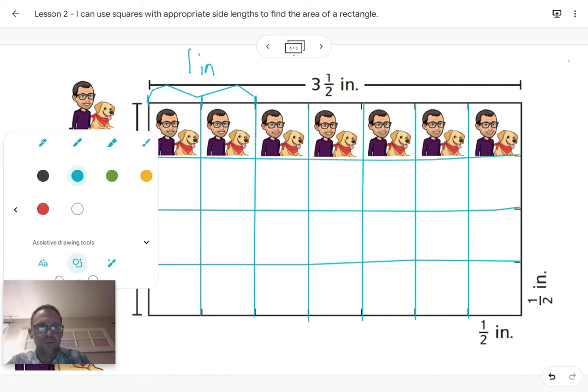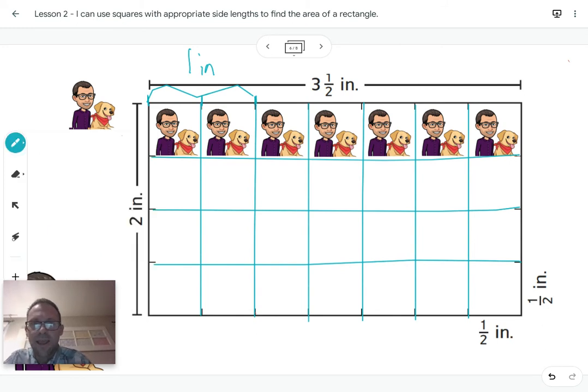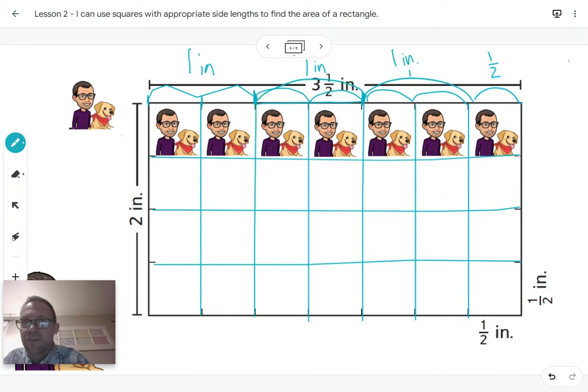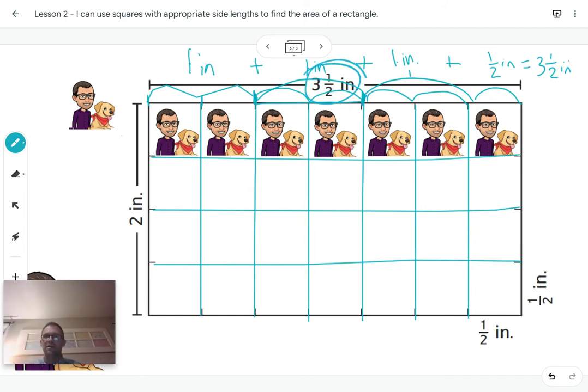Let me turn off that tool, right? And then we have another 1/2 inch here, another 1/2 inch here. So this distance, that is another 1 inch. We got a 1/2 inch and a 1/2 inch. That's also 1 inch. And then a 1/2 of an inch. 1 inch plus 1 inch plus 1 inch plus 1/2 inch is 3.5 inches, which is exactly what we see right there.